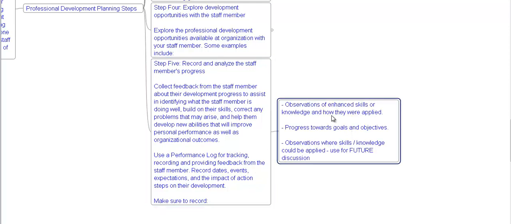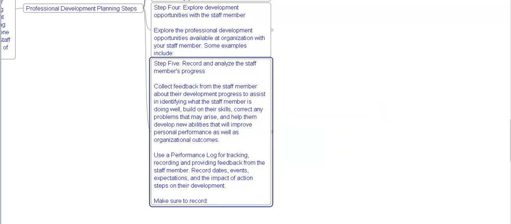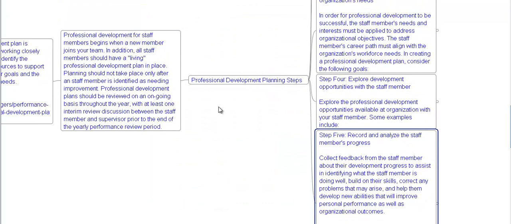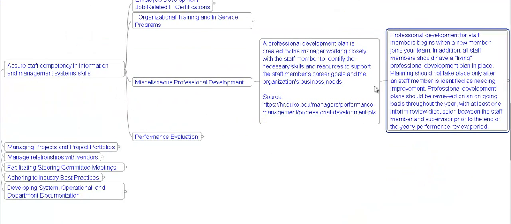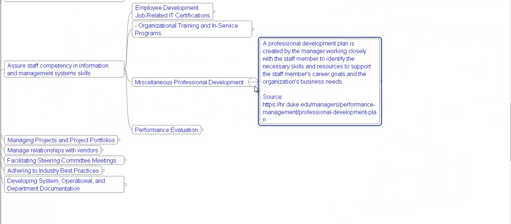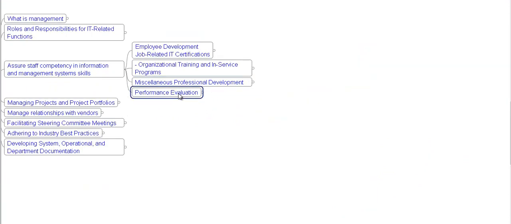Observation of enhanced skills or knowledge and how they were applied. Progress towards goals and objectives. Observation of where skills and knowledge could be applied, used for future discussion. Now we'll see performance evaluation.